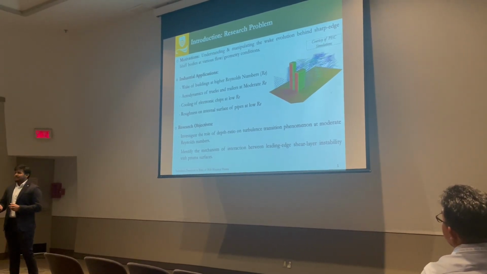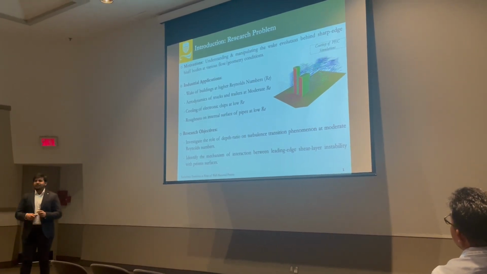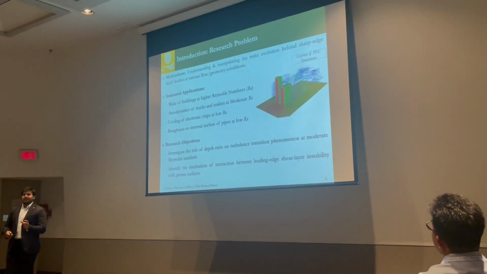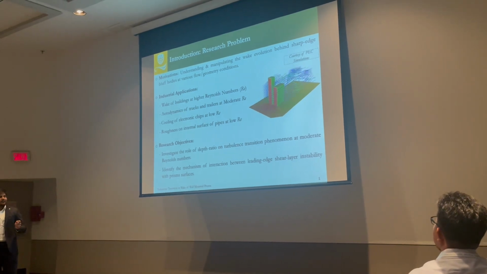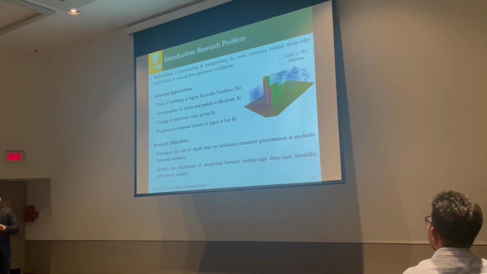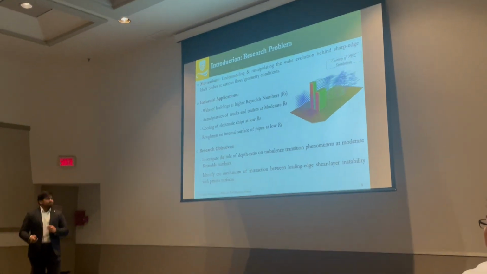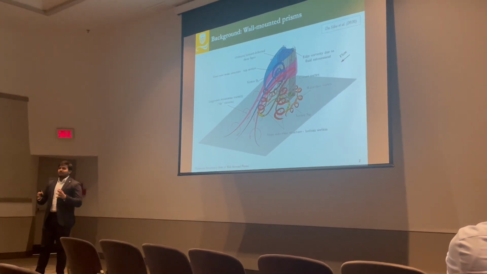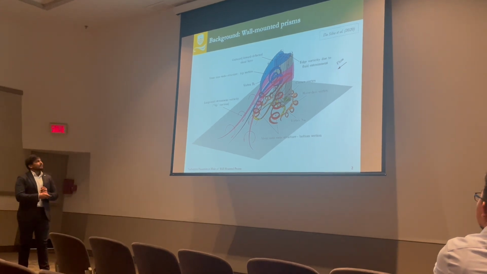Now, the major research objectives accomplished by this work include: first, to investigate the role of depth ratio on the turbulence transition phenomenon at moderate Reynolds numbers. The term depth ratio I'll come to in a minute. And second, to identify the mechanism of interactions between the leading edge and shear-layer instability with the prism surface that leads to this transition.